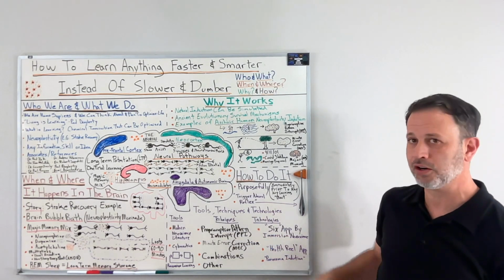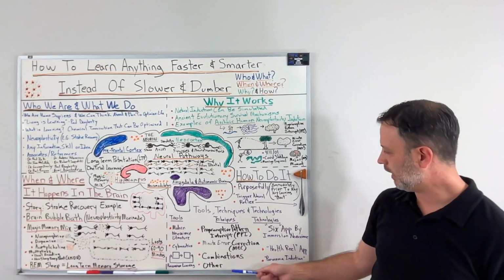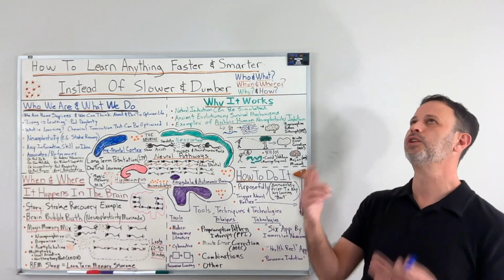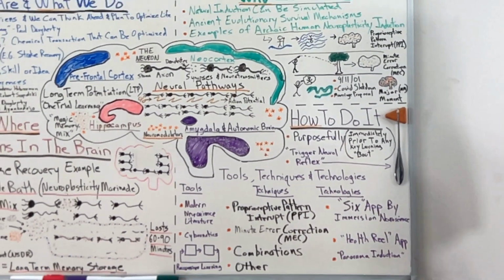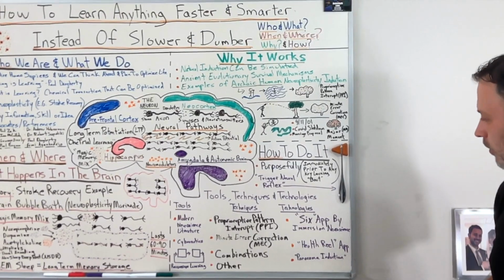So we got minute error correction, as demonstrated. Combinations, things like when you're leaning back and doing the error correction, and then others. And there's a whole bunch of others that I'm interested in. Technologies is also what I'm interested in.